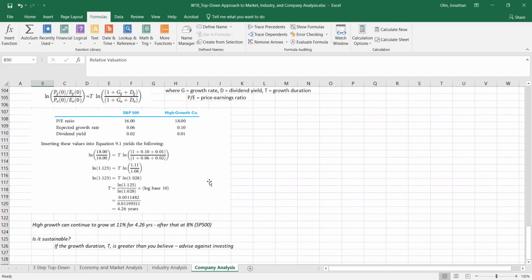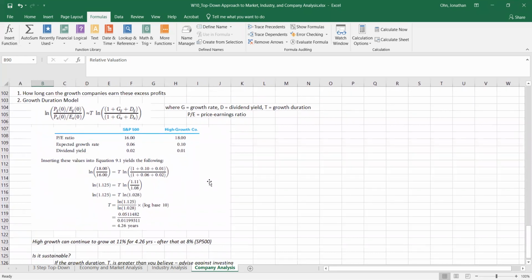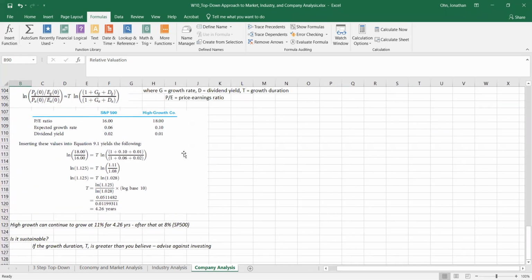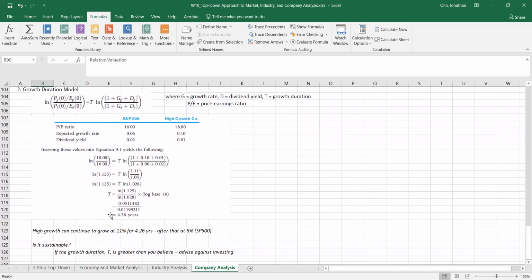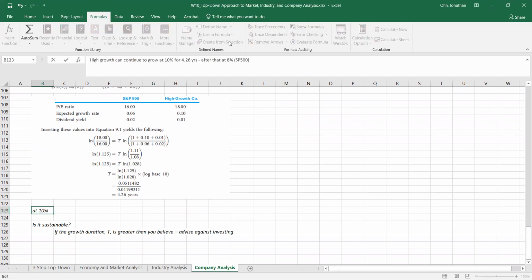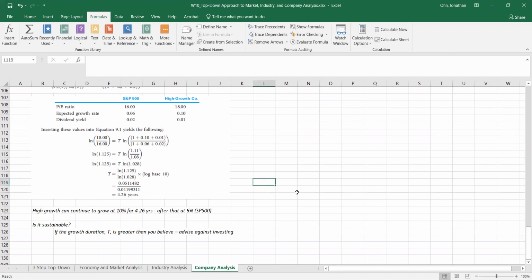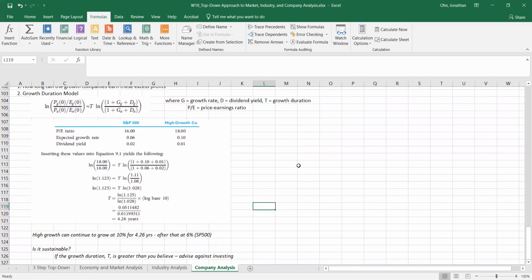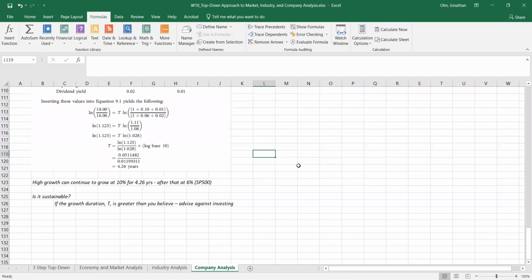After that, it will go down. Okay, growth rate here, 10% and 6%. Yeah, this is 10% and this is 6%. So this high growth will continue for another 4.26 years. After that, it will come back to the average growth rate, 6%. Right. So this is 10%, and this is 6%. Okay. So that is this growth duration model that answers that question.